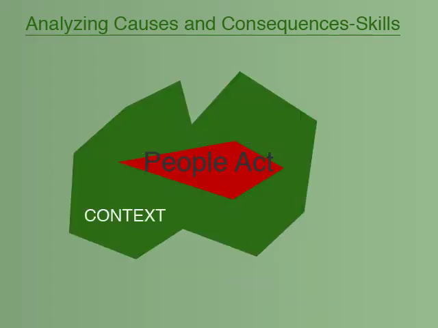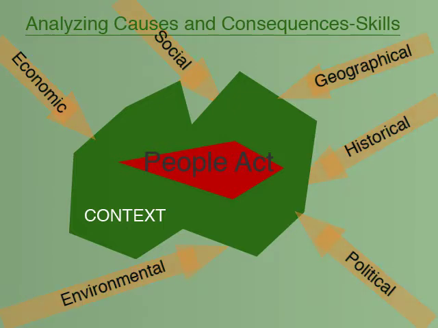People act in a particular context. And this context shapes people's motives, their beliefs, their options. Thus, a context both imposes limitations as well as creates opportunities. And the context in which people operate is shaped by a host of these forces: social forces, political forces, economic, geographical, environmental, historical. Thus, the interaction between people and forces.